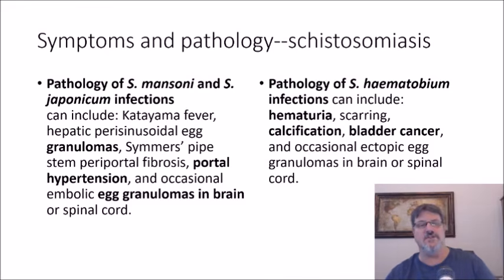Symptoms and pathology for schistosomiasis. The pathology for Schistosoma mansoni and Schistosoma japonicum can include, depending on the species, Katayama fever, granulomas, Symmers' pipestem periportal fibrosis, portal hypertension, and sometimes you can get these egg granulomas in the brain or spinal cord. In the case of Schistosoma haematobium, we're talking about hematuria, scarring, and calcification. Schistosoma haematobium has been linked to bladder cancer, and occasionally ectopic egg granulomas in the brain or the spinal cord. So it can be a very, very serious disease.